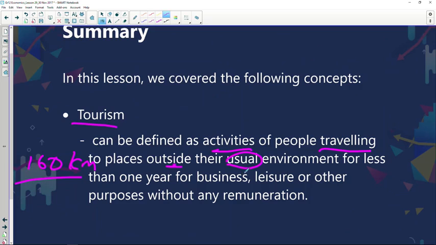So you are outside your usual area, we've mentioned that, for less than 1 year for business, so you can travel for business to go to conferences and so on. You can travel for leisure just to relax and get some time out, and also with other purposes that include studying and so on without any remuneration. So you can't earn an income and still consider yourself as a tourist. So there should be no remuneration involved in that process. So it's important to be aware of that point.